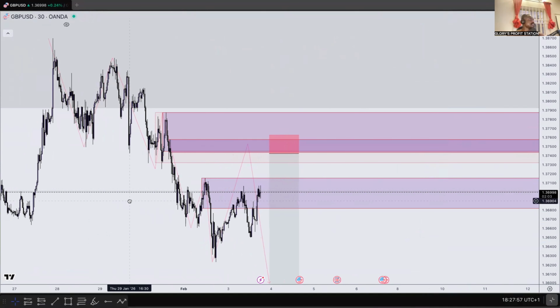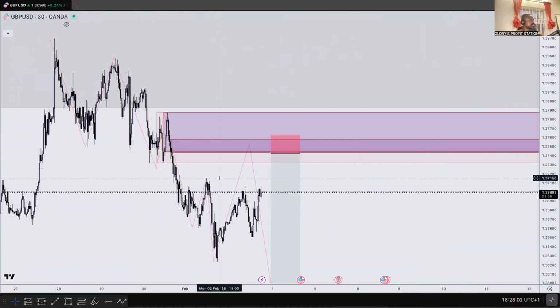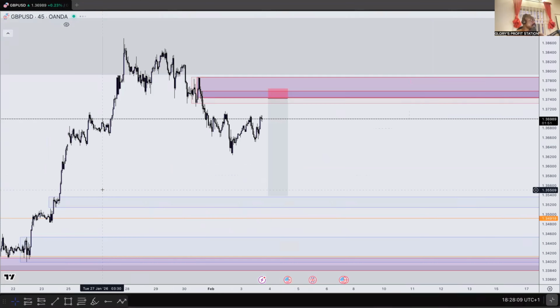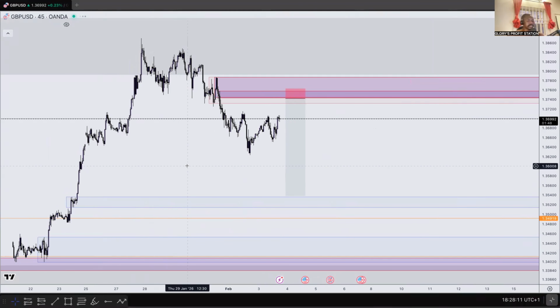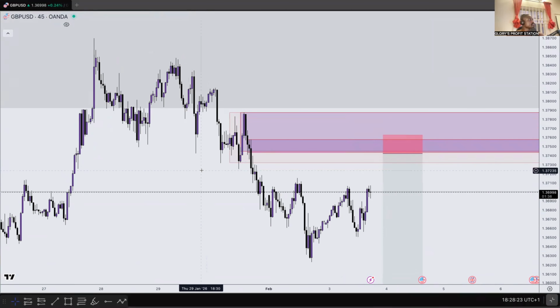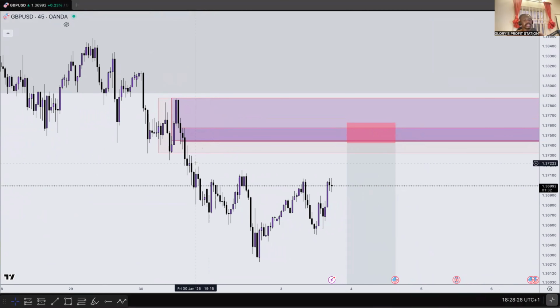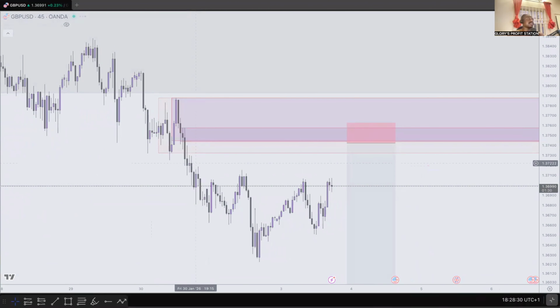NG is looking quite clean. Okay, so I'm going to remove this. I'm going to remove that as well. You know what? I'm going to go 45 minutes time frame just because I want to see a clean order block. I want to see a clean order block, right? You can go with the 30 minutes time frame, or you can go with the 1-hour time frame.